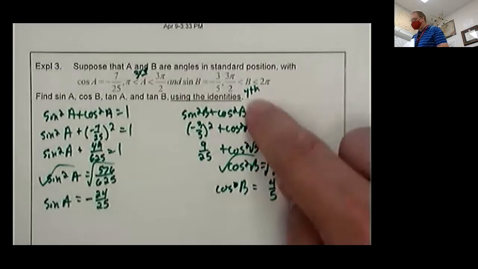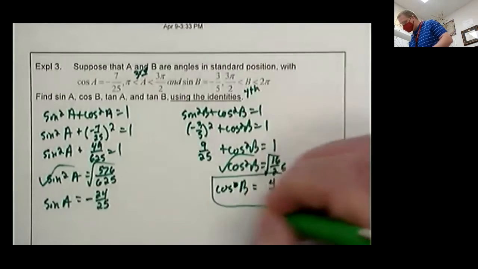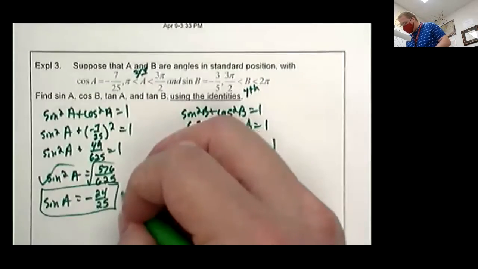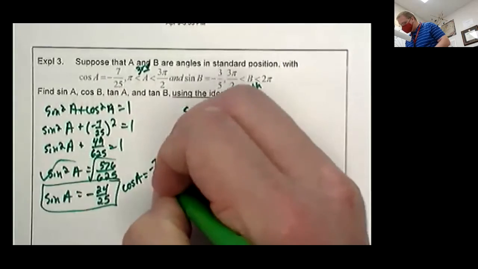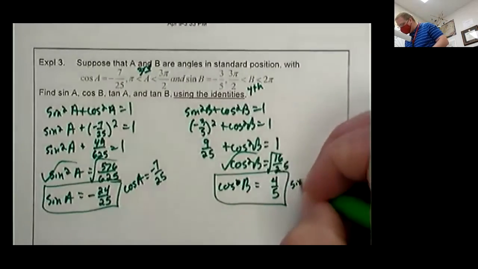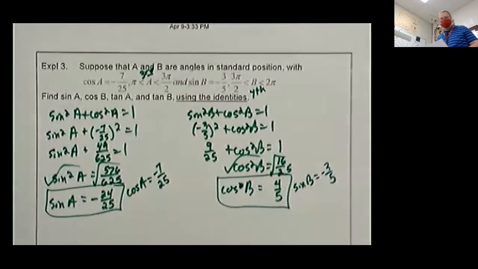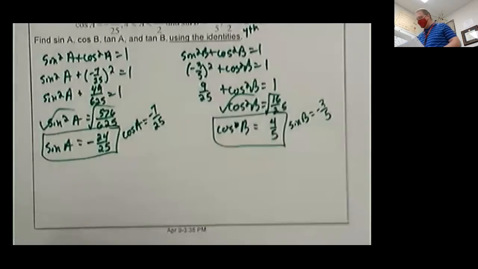B is in the fourth quadrant. Cosine's only positive in the first and fourth quadrant, so this is in fact a positive 4/5. So there's our cosine B, there's our sine of A. Note we already had cosine of A from our problem, which is negative 7/25. We already had a sine of B from our problem, which was negative 3/5. We're going to use those then to find our final two parts, tangent of A and tangent of B.